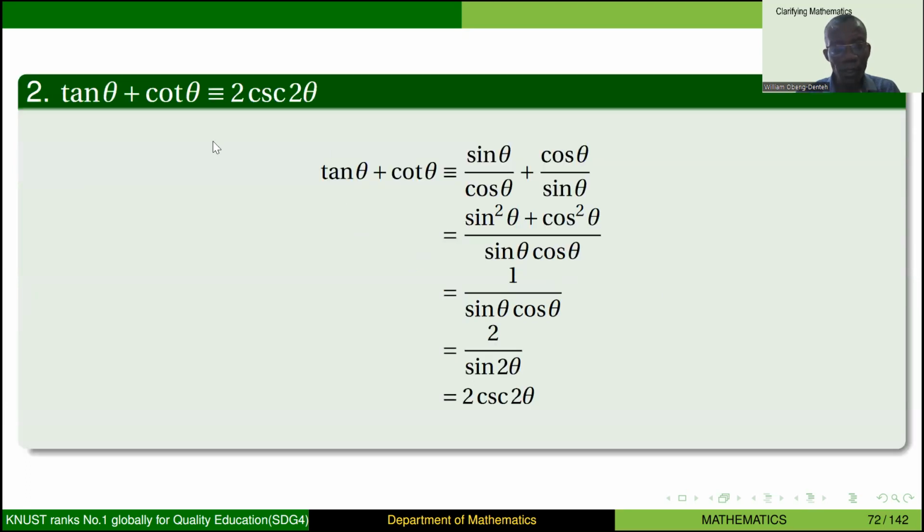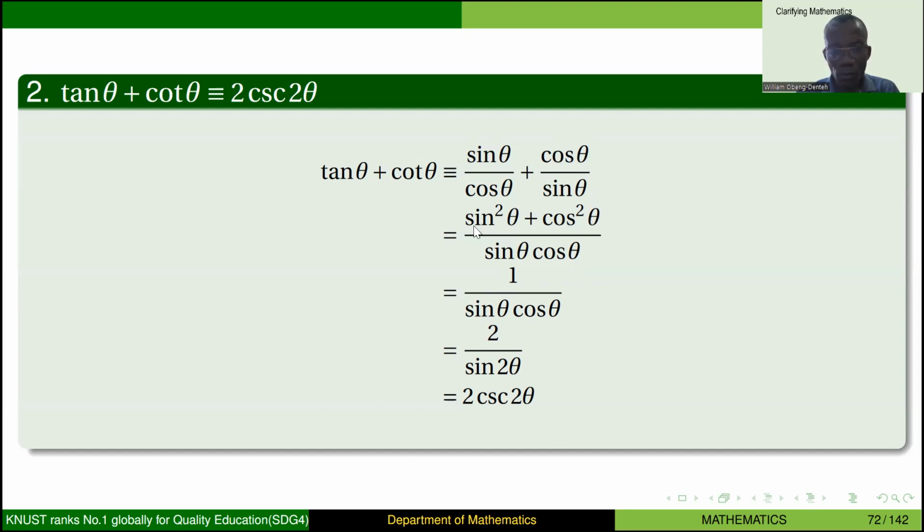Right. Now I also want to show that tan theta plus cot theta is equivalent to 2 cosec 2 theta. We know that tan theta is sine theta over cos theta, and then cot theta is 1 over tan theta. So we find the reciprocal of this, and that gives us cos theta over sine theta. Now we find the LCM, that is sine theta cos theta. So cos divides cos, and then we get sine. Sine times sine gives us sine squared theta. Sine divides, we get our cos theta times cos theta gives us cos squared theta.